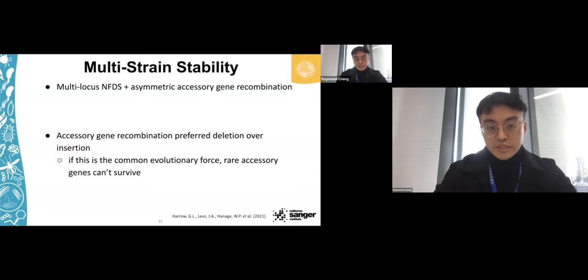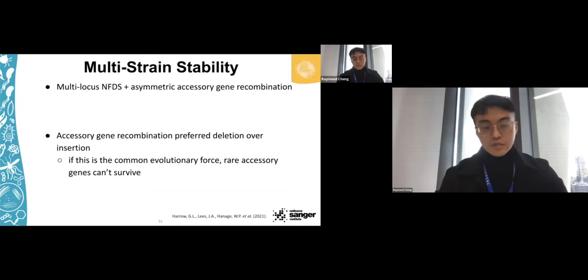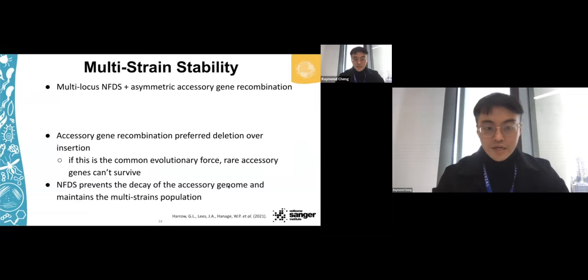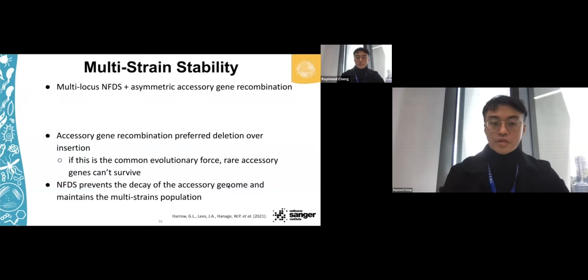But if this is the common evolutionary force, a lot of accessory genes cannot survive because there is more deletion than insertion. So why can we still see so many accessory genes? And surprising or not, NFDS comes to the rescue. So NFDS can prevent the decay of the accessory genome and maintain the multi-strain population.